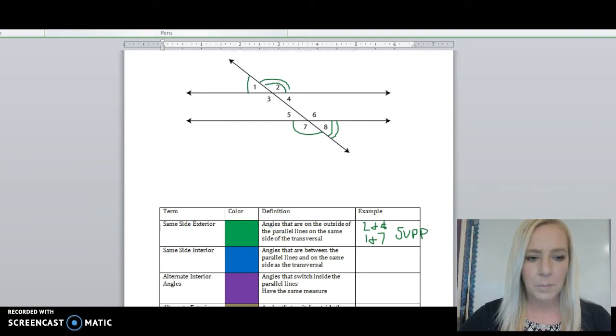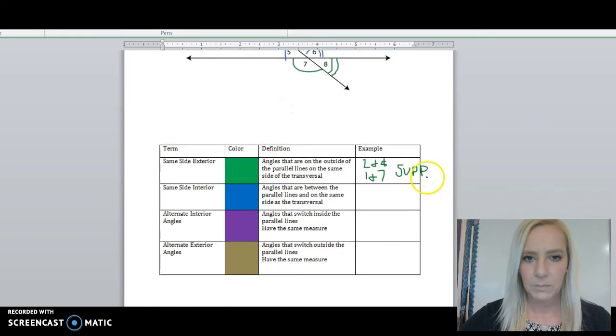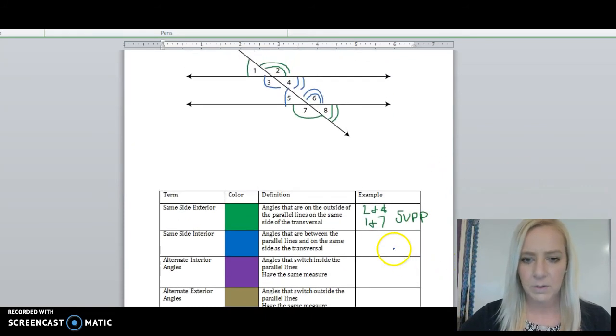I'm going to now grab my blue ink tool, and same side interior would be, for example, 3 and 5, 4 and 6. So in your example, let's write 3 and 5, 4 and 6. Now, these are also supplementary, so they add up to 180 degrees.